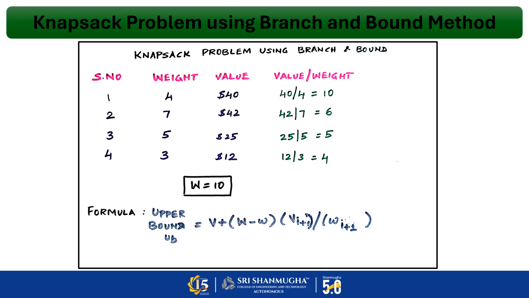And small w is the individual weight of each item. So upper bound = V + (W - w) * (V(i+1) / W(i+1)). That means the next item. For example, if the item is 0, then we have to divide V1 by W1. If the item is 1, then we have to divide V2 by W2. Likewise, we have to do. So we have to find those values now using the upper bound formula.